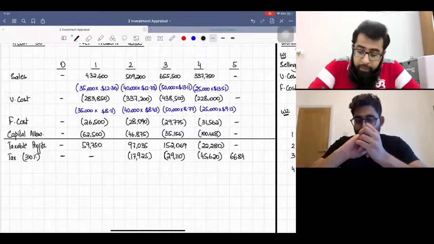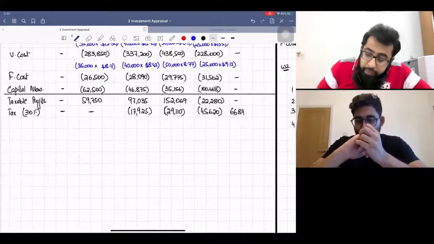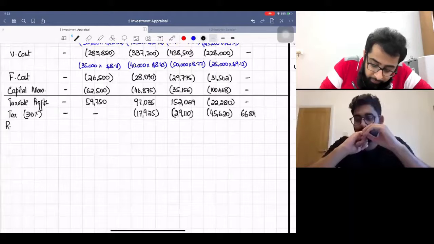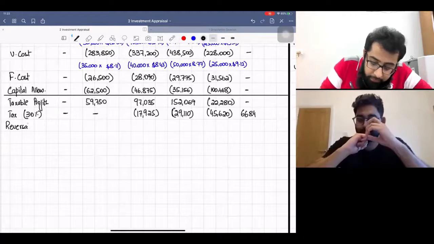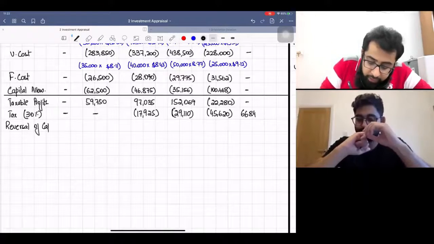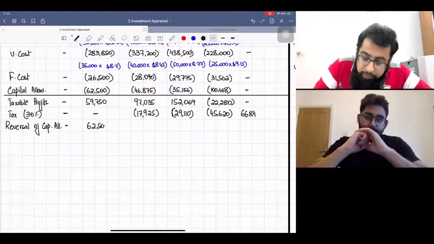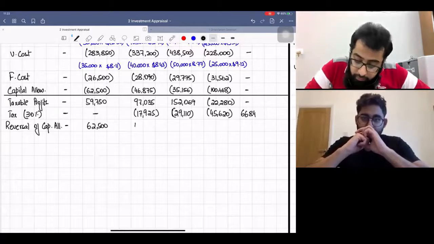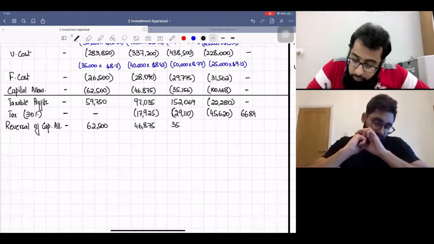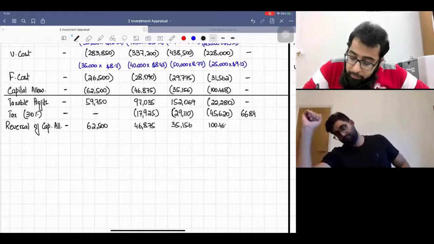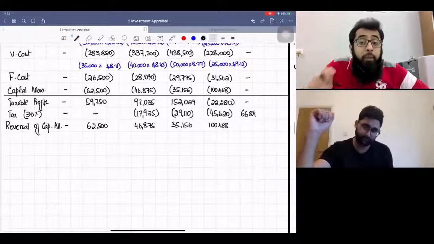Now we will take the reversal of capital allowance. We simply reverse the capital allowance because it was not a relevant cash flow. 62,500, we only deducted it for tax calculations. 46,875, 35,156, and 100,468. I hope that you are understanding it.